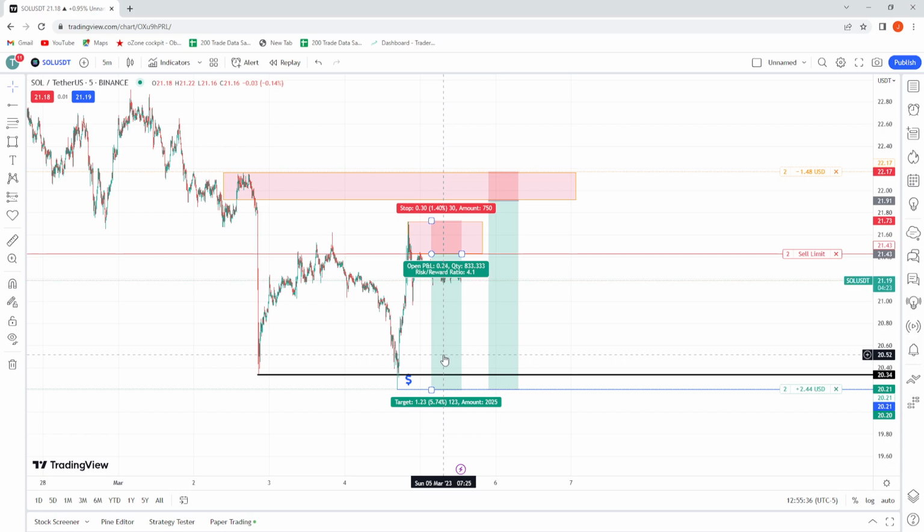So this is basically a 4-to-1. So if you're risking 1%, you'd be risking 1% with the potential to make 4 if it delivers, and then vice versa. If you lose it, you're losing 1%.